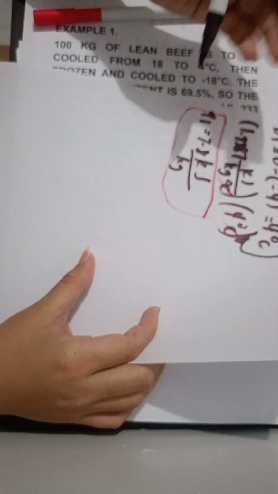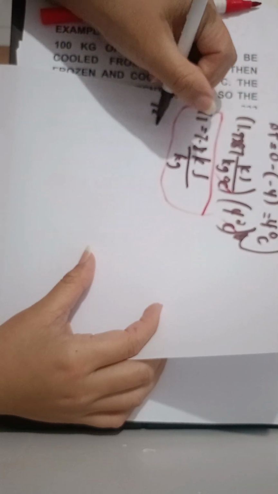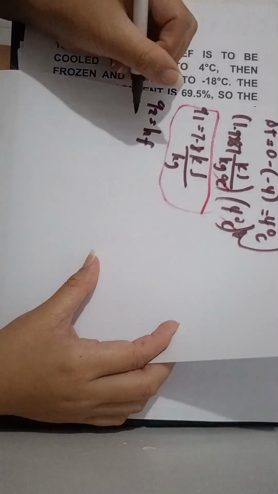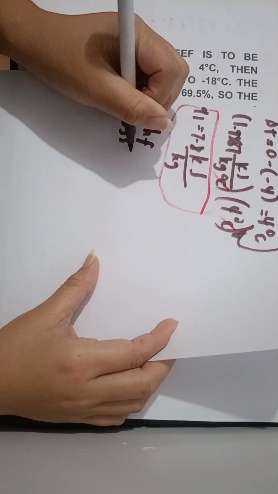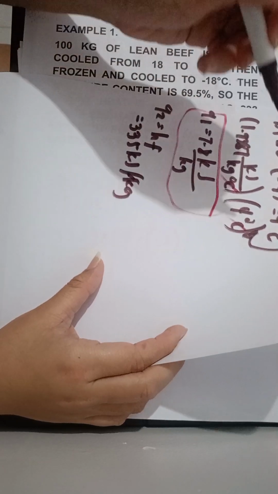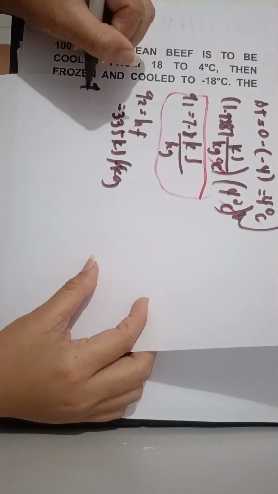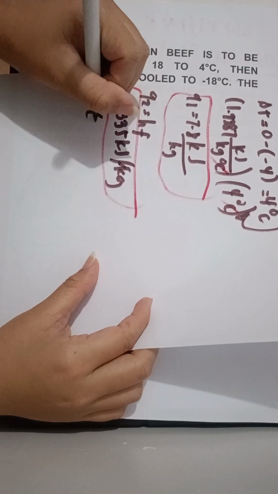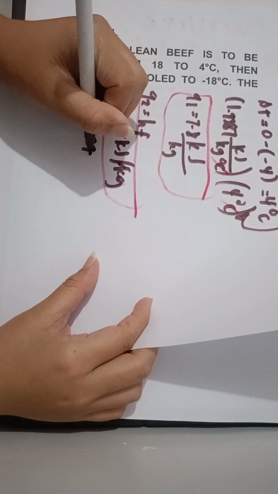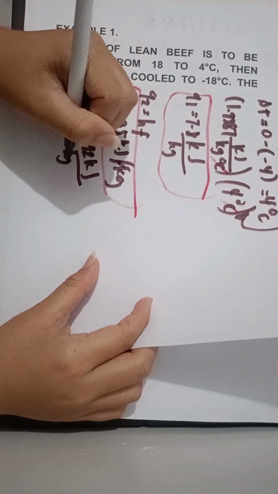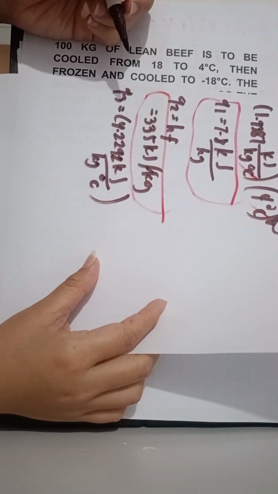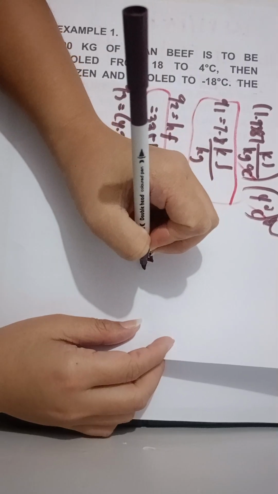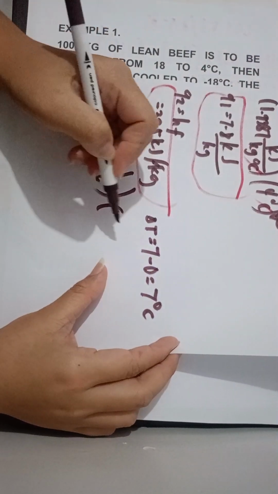And then for Q2, it is given. What was written earlier is 335 kilojoule per kilogram. This is the answer for Q2. For Q3, it is 4.2292 kilojoule per kilogram degree Celsius. Before that, delta T, 7 minus 0, is 7 degrees Celsius. So you put it here.